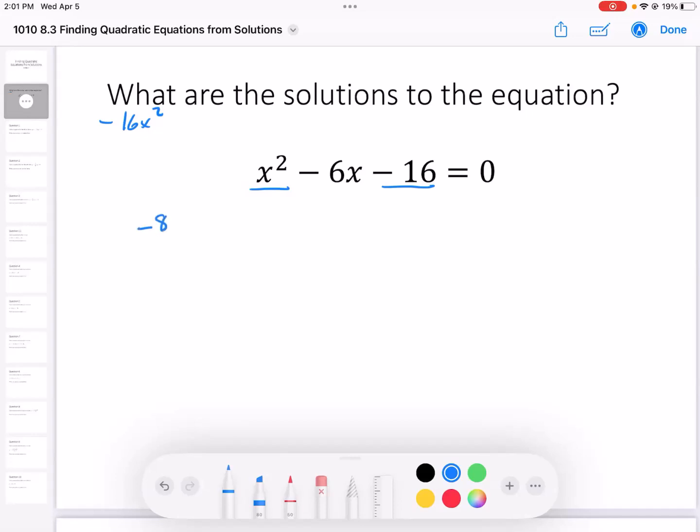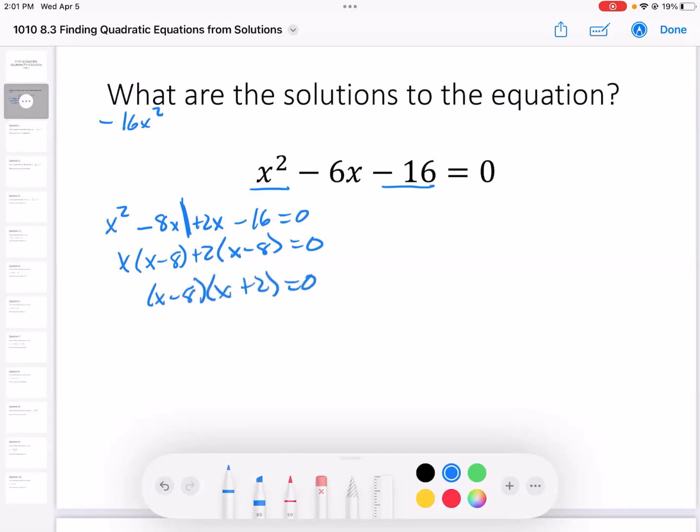Perfect. Because negative 8x times positive 2x would give you the negative 16x squared, and negative 8x plus 2x gives you the negative 6x. So then I can do factoring by grouping. This is actually what we did last unit, but it is relevant for our lesson today. If I do factoring by grouping, the second group has a 2 in common, and when I pull out the x minus 8, I get x minus 8 times x plus 2 equals 0.